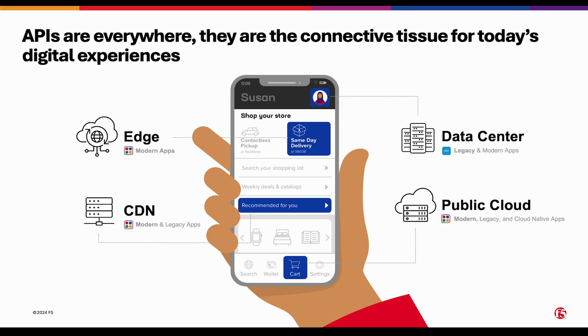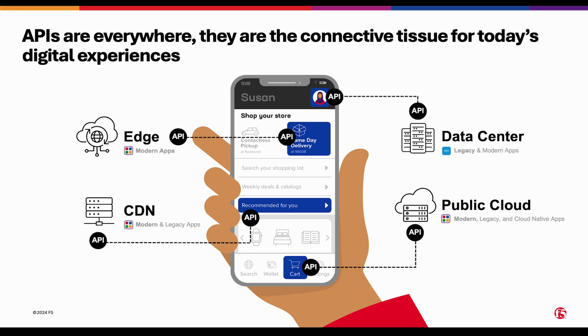For example, let's look at this simple mobile retail app. The same-day delivery intelligence and location service for contactless pickup might live at the edge. Customer account information probably stays in the data center. The shopping cart service is powered by the cloud. And the CDN serves up catalog images. So when I say APIs are everywhere, I mean that numerically and physically.